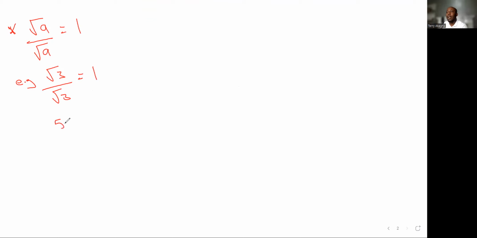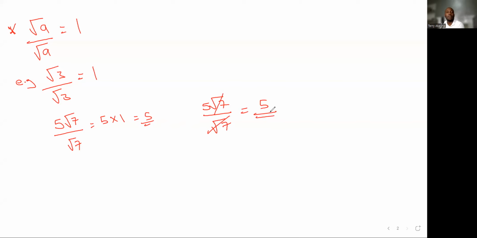Or let me say something else here: 5 root 7 divided by root 7. Root 7 divided by root 7 is equal to 1, so 5 times 1 gives you 5. Or you can just put it as 5 root 7 divided by root 7; this cancels out, and that will give you 5. Any way you want to do it, you get the same thing.